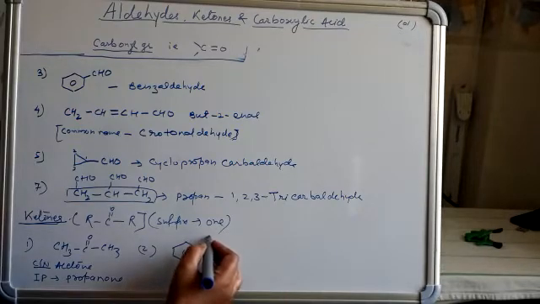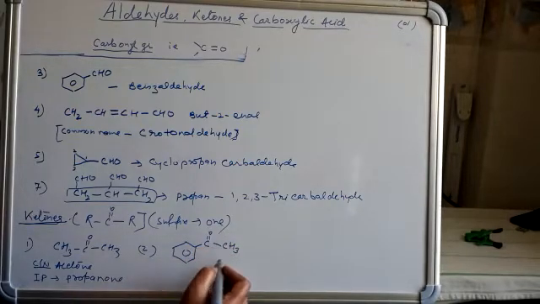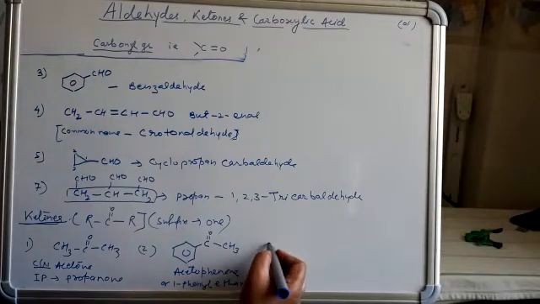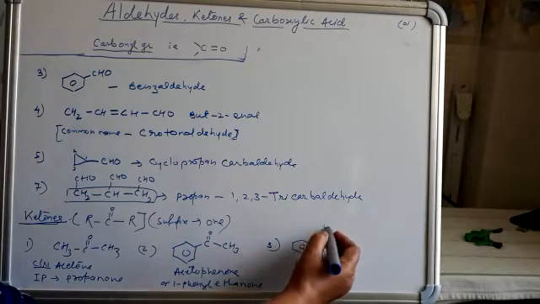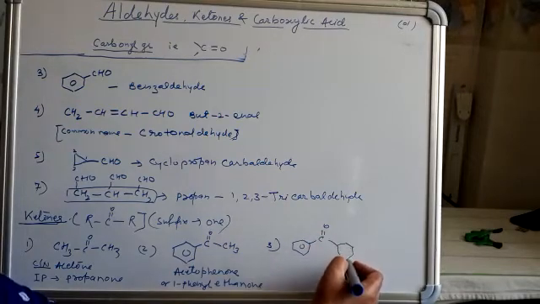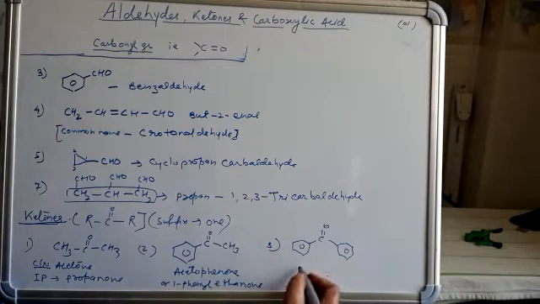Next example: if one of the alkyl groups is aromatic, the common name is acetophenone, or 1-phenylethanone. And if this type of ketone is present, the name of the compound will be benzophenone.